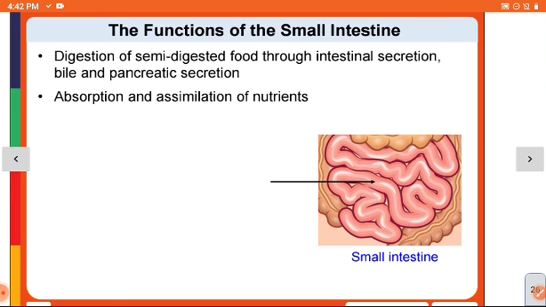So the function of the small intestine. We know it digests semi-digested food through intestinal secretion, bile and pancreatic secretion, and carries out absorption and assimilation of nutrients. This is the function of the small intestine.